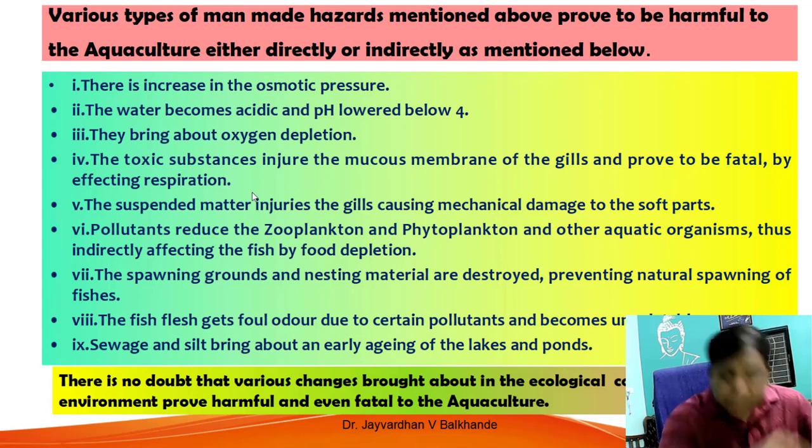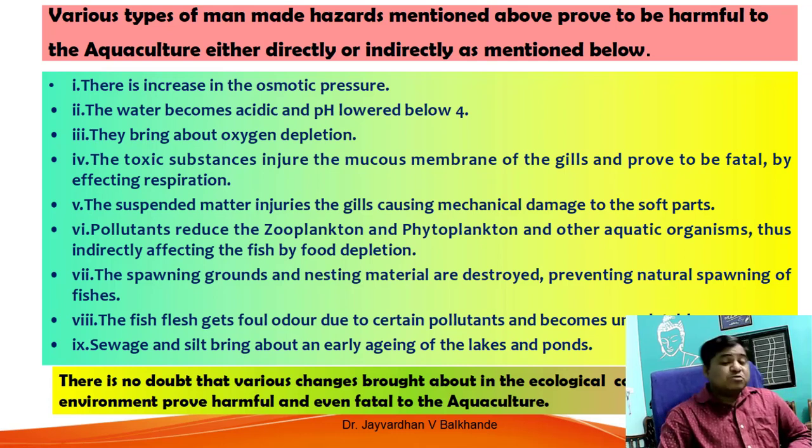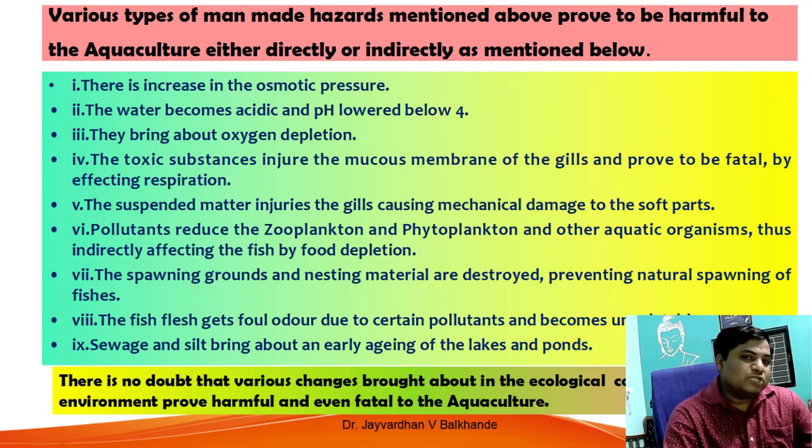The respiration of fish is affected by this type of toxic substance, meaning they injure the mucous membrane of the gills. No doubt the gill is a very important organ as far as respiration is concerned, and if the gills get affected, then it is again problematic for the respiration of the fish.